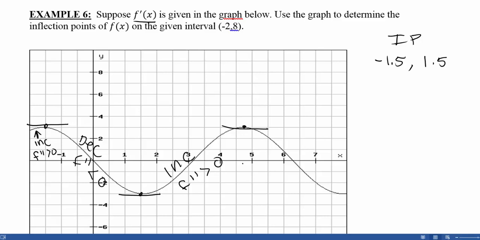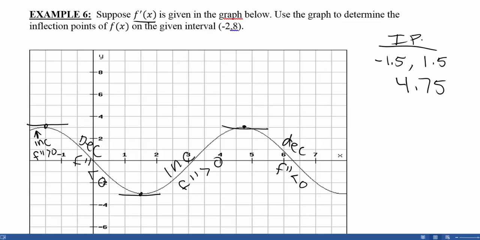Here at 4.75, to the left, we were increasing, so my second derivative is positive. To the right, my first derivative is decreasing, so my second derivative is negative, and therefore I again change signs on the second derivative. So 4.75 approximately is also an inflection point.